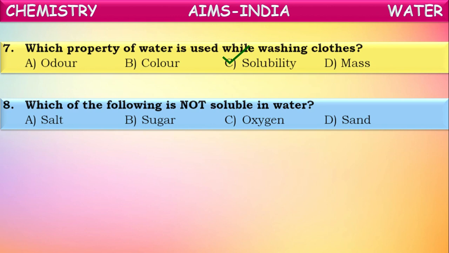But here they have one substance which is not soluble in water. Find it: salt, sugar, oxygen, sand. Out of these, salt and sugar are fairly soluble. They can dissolve to a great extent. Oxygen is slightly soluble in water, but sand is almost insoluble in water, isn't it? Yes, sand is insoluble in water. The remaining three are soluble, but some are soluble to a higher extent, and some are less soluble, but they are soluble.